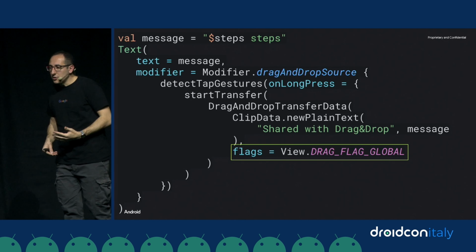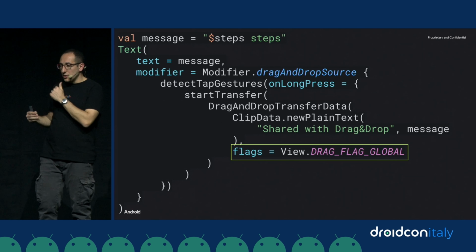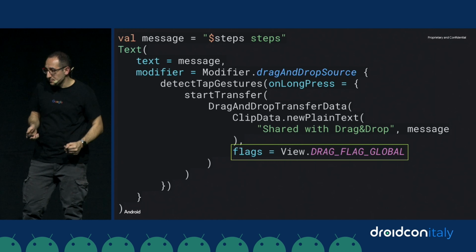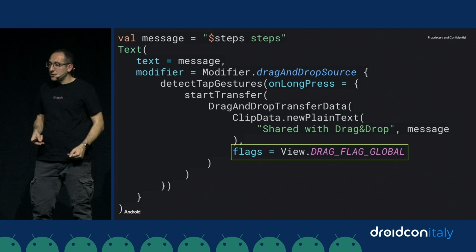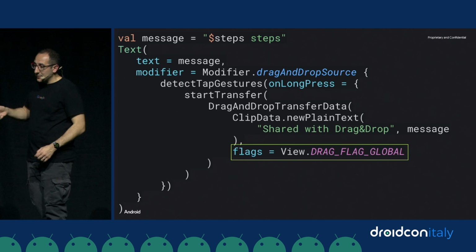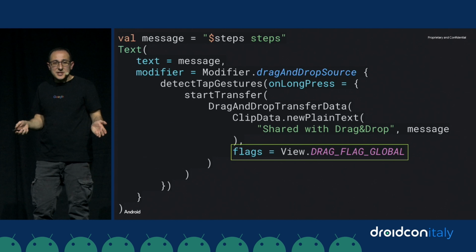So if you notice, I didn't talk much about the detect tap gesture and start transfer, because those two calls are not needed if you switch to the alpha of Jetpack Compose. You only need to remember about the drag and drop transfer data and the clip data implementation. Okay, super simple, right?